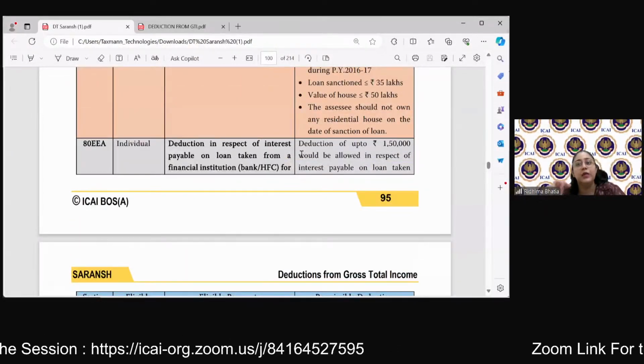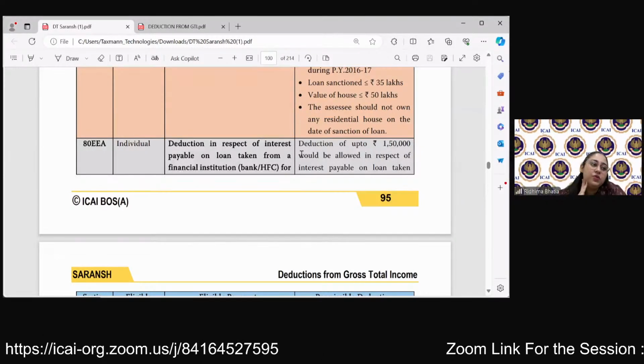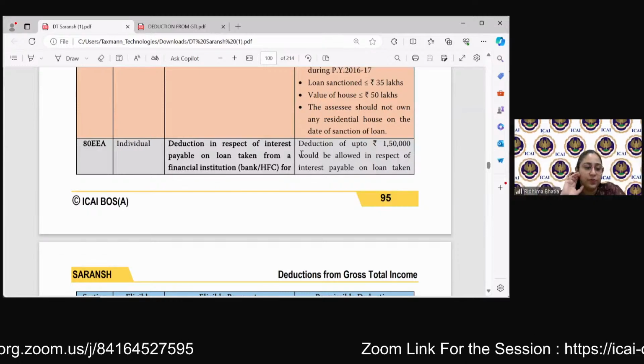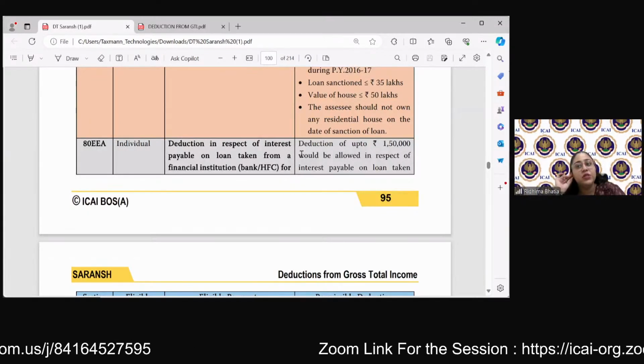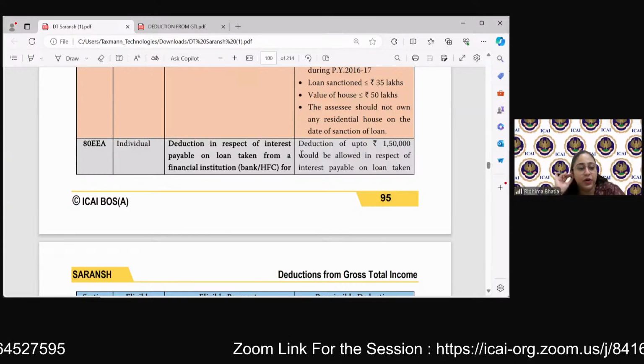So mostly a question can come to you where 80EE is getting hit and 24B is also getting hit, which I told you. See whether it's a self-occupied property or a let-out property, and then make a wise choice under which section, which amount of interest has to be claimed. Got it?